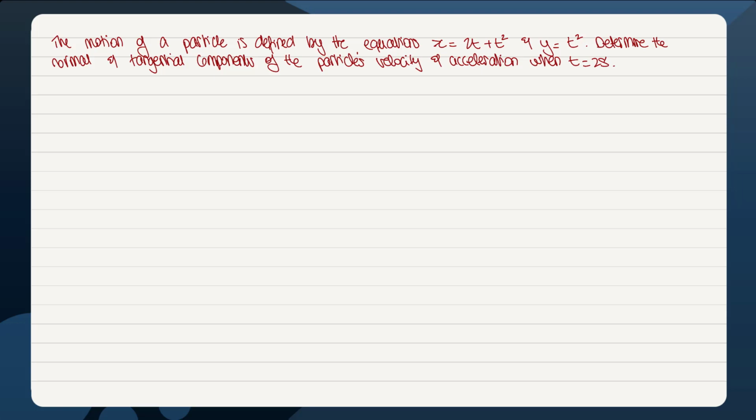Let us look at another problem which also deals with the normal and tangential components. The motion of a particle is defined by the equations x is equal to 2t plus t squared and y is equal to t squared. We are asked to determine the normal and tangential components of the particle's velocity and acceleration when t is equal to 2 seconds.